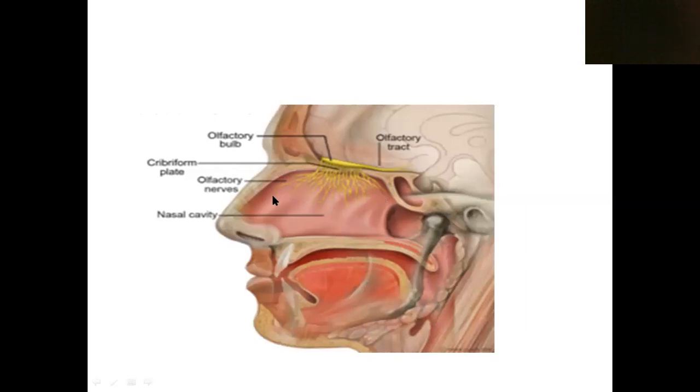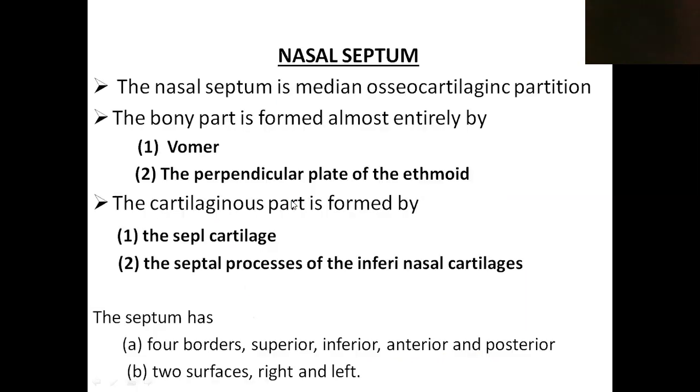The anterior part, this area, is made up of cartilages. What are the cartilages? The septal cartilage and the septal process of the inferior nasal cartilage. This inferior nasal cartilage we already saw in the lateral wall, and it gives a projection. That is the septal process of the inferior nasal cartilage. So these are the structures forming the skeleton: vomer, perpendicular plate of ethmoid, septal cartilage, and septal process of inferior nasal cartilage.